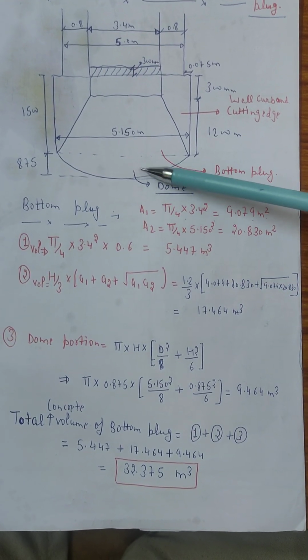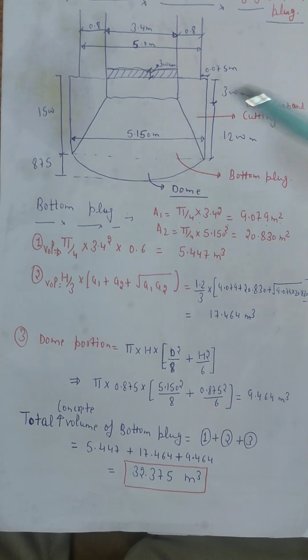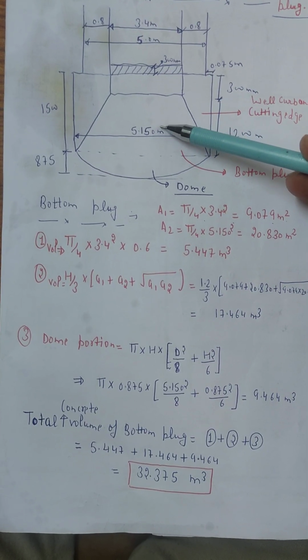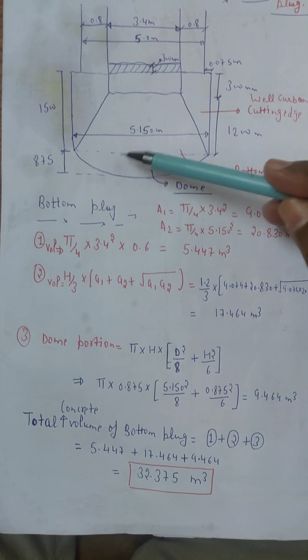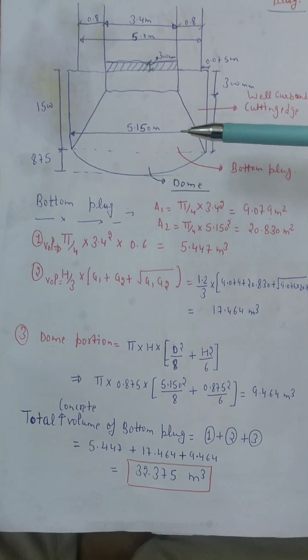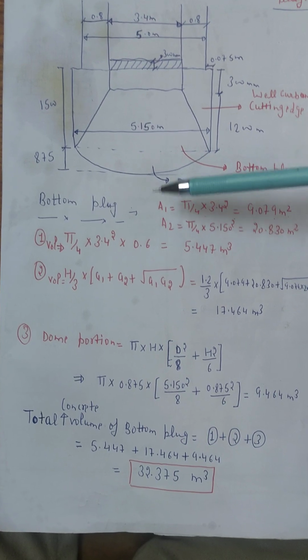So this is a dome part of bottom plug, which we can calculate by dia by 6. So here we have 5.15 meter by 6, so as we can calculate this, it is 875 mm. So now we have to calculate the concrete quantity of bottom plug.